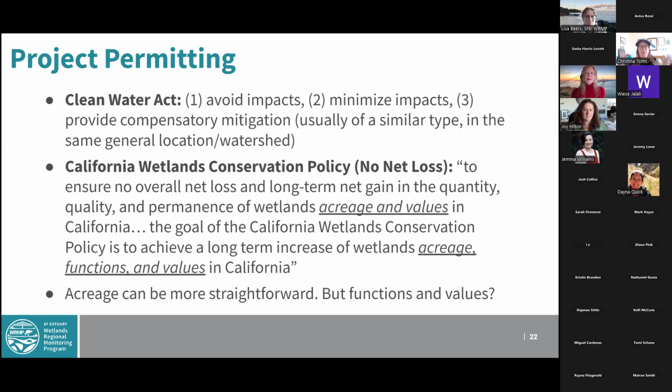Also in the permitting world, you hear a lot about no net loss. And that's the California Wetlands Conservation Policy. That's an executive order that was issued in 1994. And one of the objectives of that policy is to ensure no overall net loss and a long-term net gain in the quantity, quality, and permanence of wetlands acreages and values in California. And that policy goes on to say that its goal is to achieve a long-term increase in wetlands acreage, functions, and values. Acreage can often, hopefully, be a relatively straightforward assessment, right? But how do you begin to assess the functions and values of a wetland?